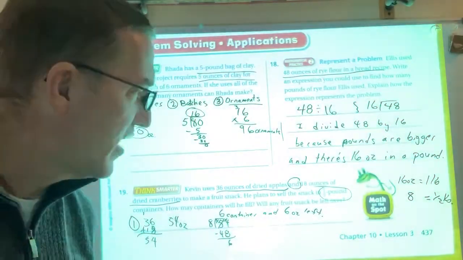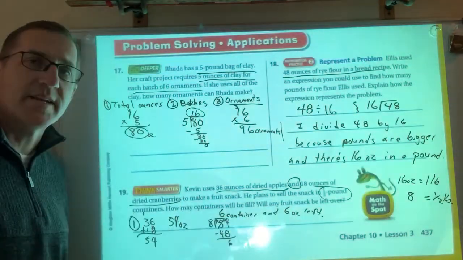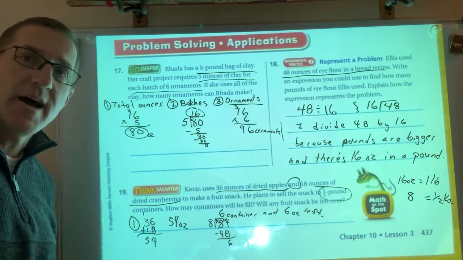So 6 containers, is there going to be any left? Yeah, there's going to be a little bit left. 2 ounces shy of 1 more container. I guess he's going to have to eat that stuff. All right, last page coming up.